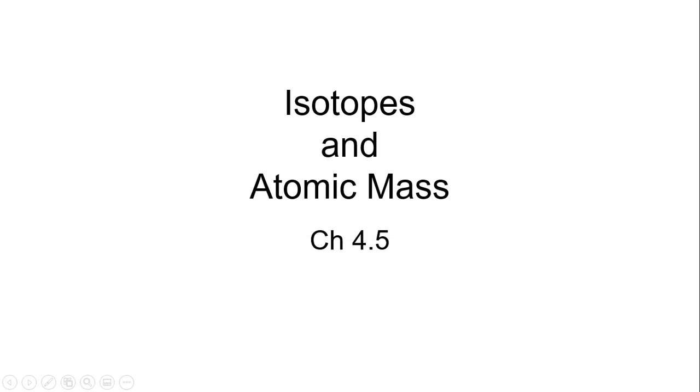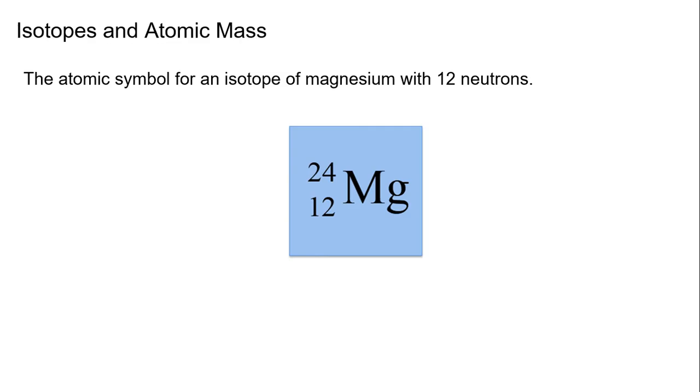Hi class, today we're going to be discussing isotopes and atomic mass. This is chapter 4.5. I've tried to give some good examples. This is a chapter, at least according to the isotopes, students tend to have a problem with. So I'm going to try to break this down as best as possible.